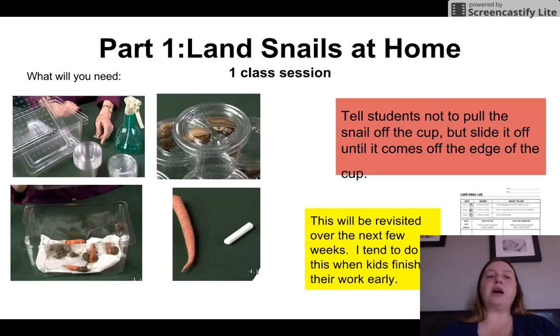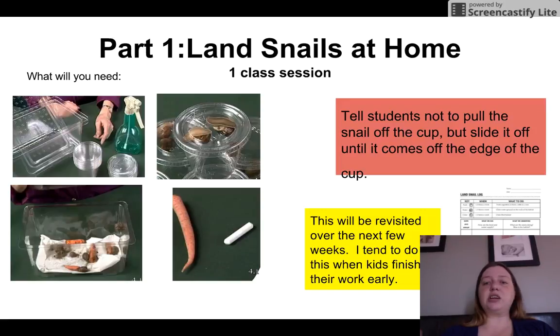For part 1, you're going to first want to have those land snails collected ahead of time. Make sure you can find them first. You're going to need the empty containers, a spray bottle of water, cups to put 2 snails in, carrots or apples, whatever you want to feed it that day. Tell students not to pull the snail off the cup. If you pull it off the cup, you can injure it. So you want to slide it to the edge of the cup until it comes off the edge gradually.